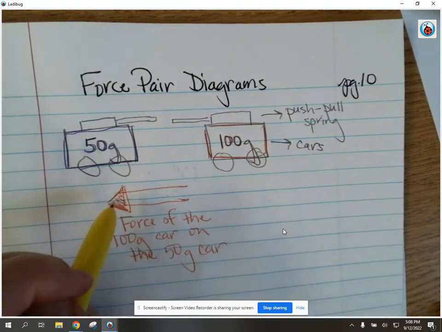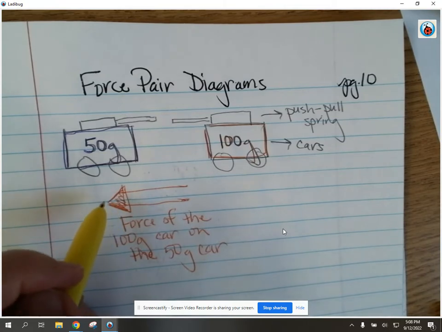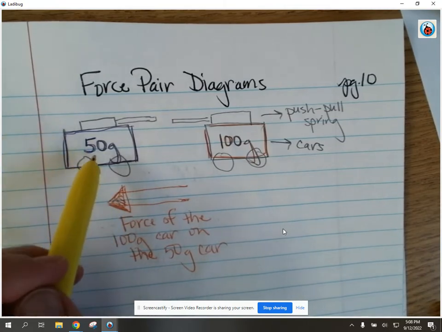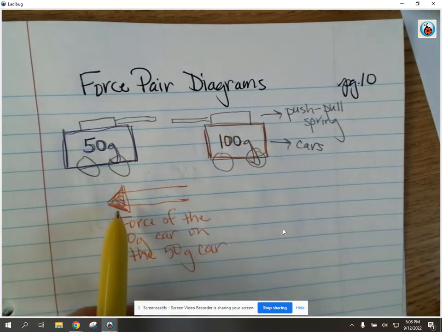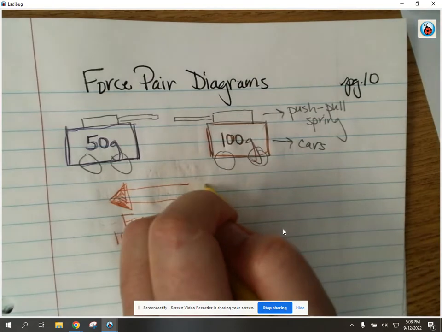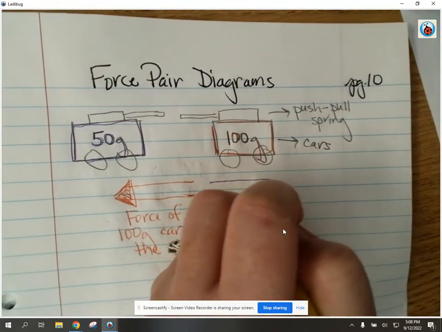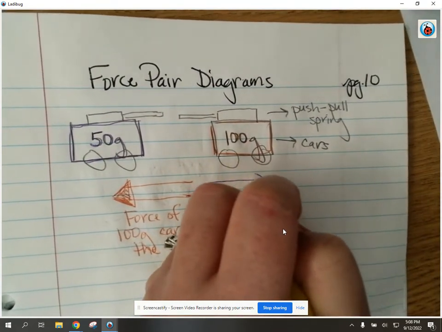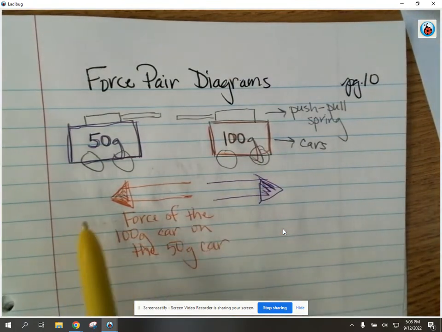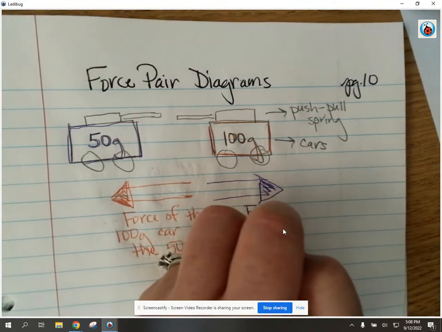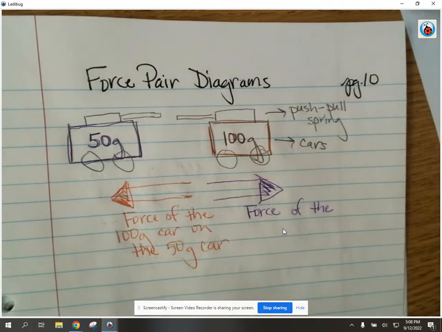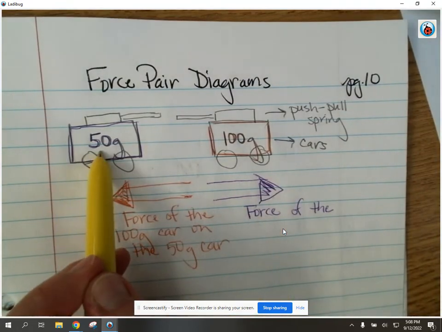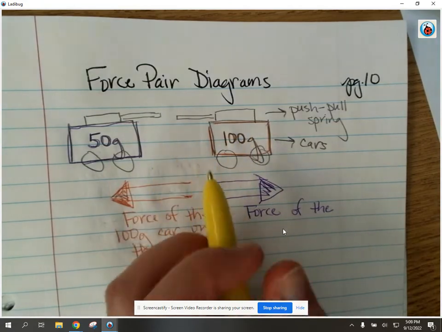Now, if I'm going to show an arrow demonstrating the force of the 50-gram car, I'm just going to color code that. Now, the size of my arrow should be what? Should be the same because the force is the same. We don't know what that force is in this case, but we know it's the same. And I'm always going to label these arrows fully so that someone looking at your model would know what they mean. So this would be the force of the 50-gram car on the 100-gram car.